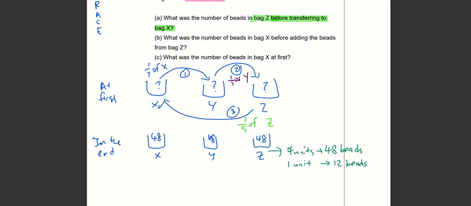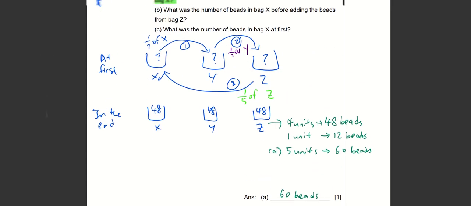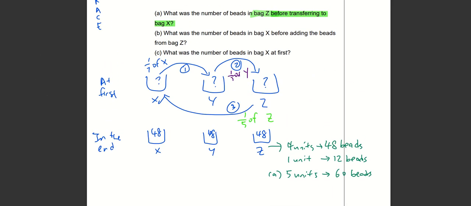So the question is, originally in bag z, how many was it? 5 units, right? So 12 times 5, 60 bits. So that's A. 60 bits. I work backwards. Now, then comes to this part. This 1 unit was what was given at the last step to x.